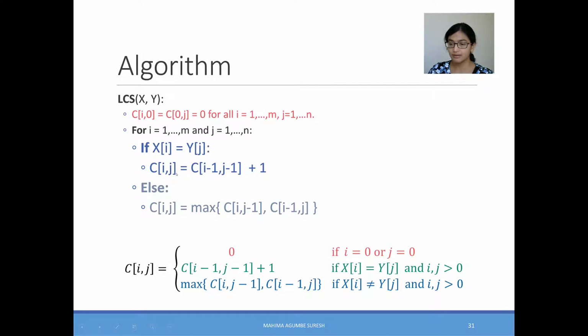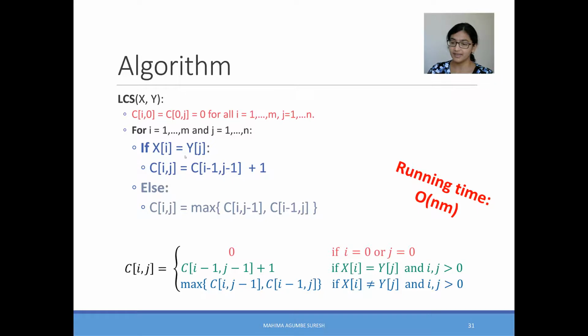We expand the longest common subsequence by 1 if we see that x of i and y of j, meaning the characters that we are expanding into, are the same. And otherwise, we choose the maximum of what we had by ignoring one of these. Of course, we pick the maximum of those because that's the one that gives us the best solution.